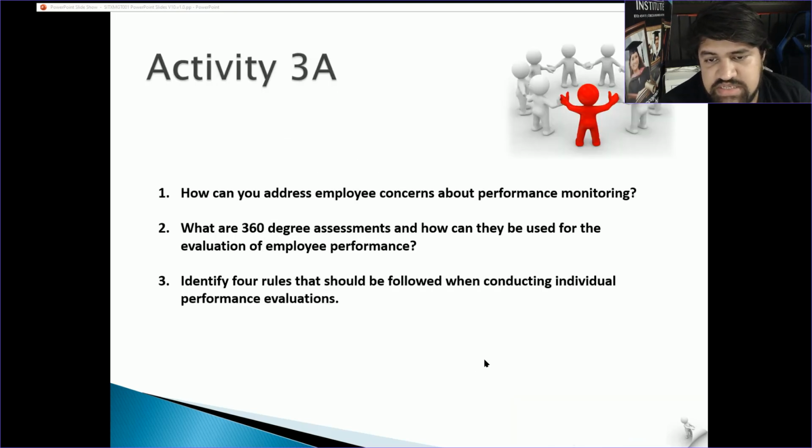How can you address employee concerns about performance monitoring? Okay, so at 33A, how can you address employee concerns about performance monitoring? We're thinking about giving a monitoring process an alternative name. We're thinking about how can we apply it to the everyday process instead of having it be a big theme.